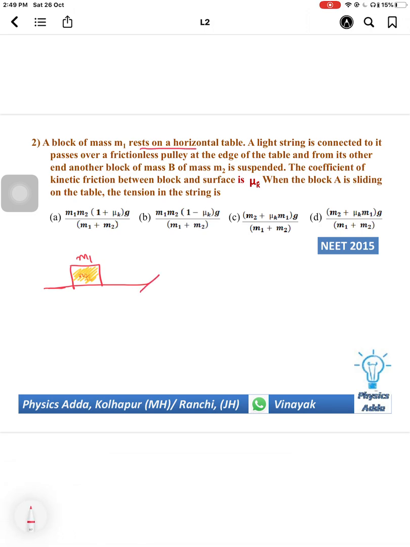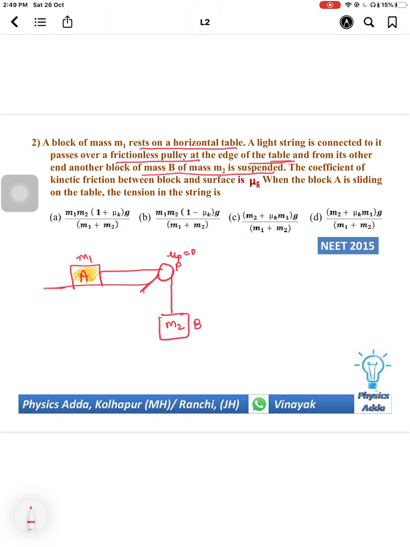This block rests on a horizontal table, and a light string is attached to it like this, and it passes over a frictionless pulley. This pulley is frictionless, meaning mu of pulley is equal to 0, and this is pulley P at the edge of the table. From its other end, another block of mass m2 is suspended. So here I have block B, and this is block A.